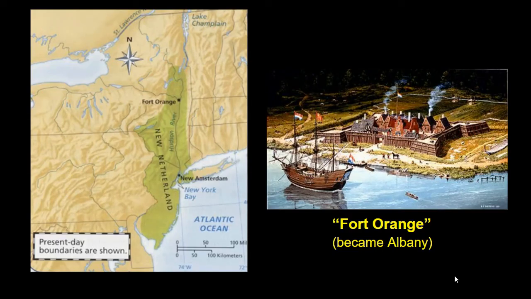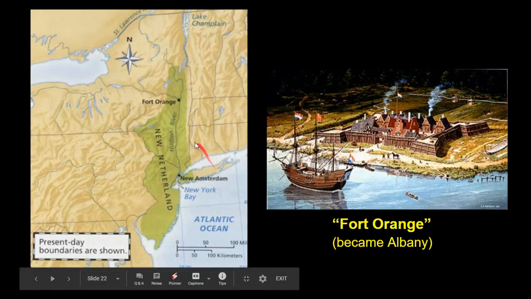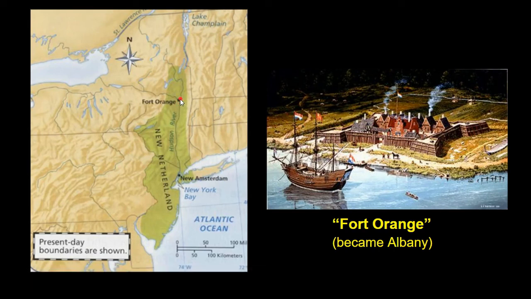One other Dutch town I will mention is Fort Orange. Fort Orange was a trading post and a fort created by the Dutch, but when the English took it over, eventually it became the city of Albany, which of course is our state capital, Albany, New York, located up the Hudson River where the Hudson and the Mohawk rivers meet together.